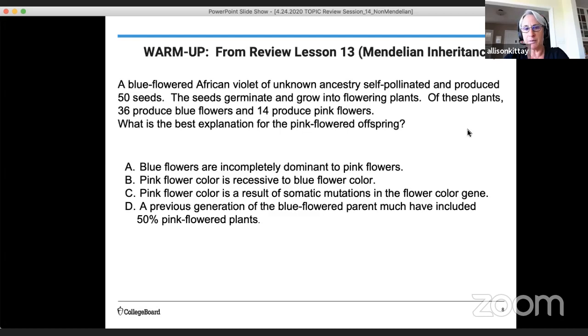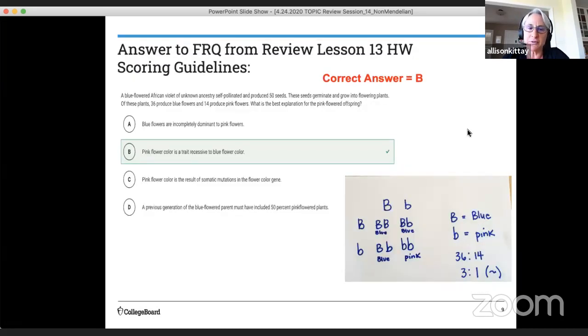Okay, so here are the scoring guidelines. The correct answer is, of course, B. Pink flower color is recessive to blue flower color. And sometimes it's a little bit easier to see this if you actually draw out the Punnett square. And so in this case, that blue flower was heterozygous. And so when it combined to produce offspring, it produced 3 to 1, 3 blue to 1 pink. And that's a rough 3 to 1 ratio. Okay. So more practice with this as we go through today.